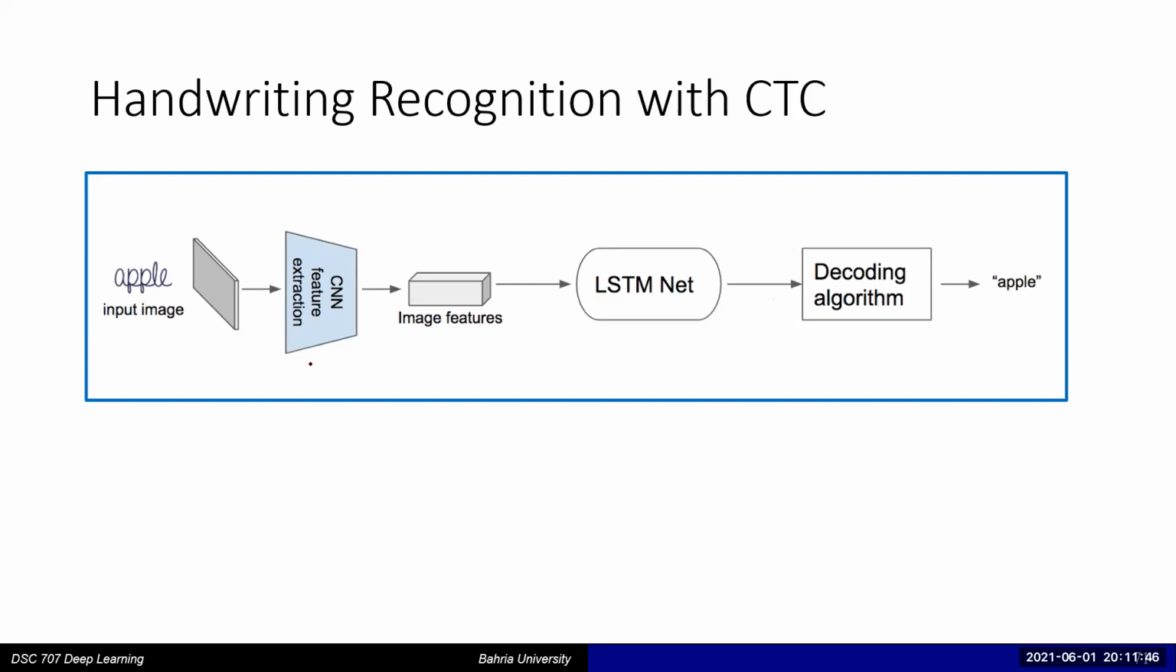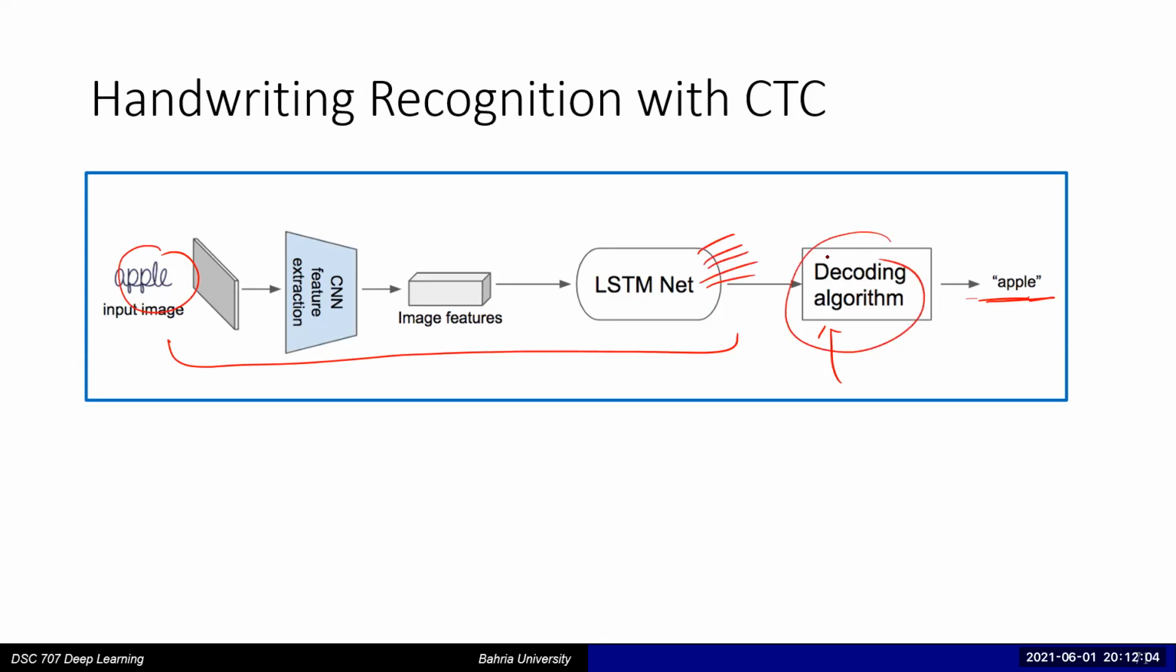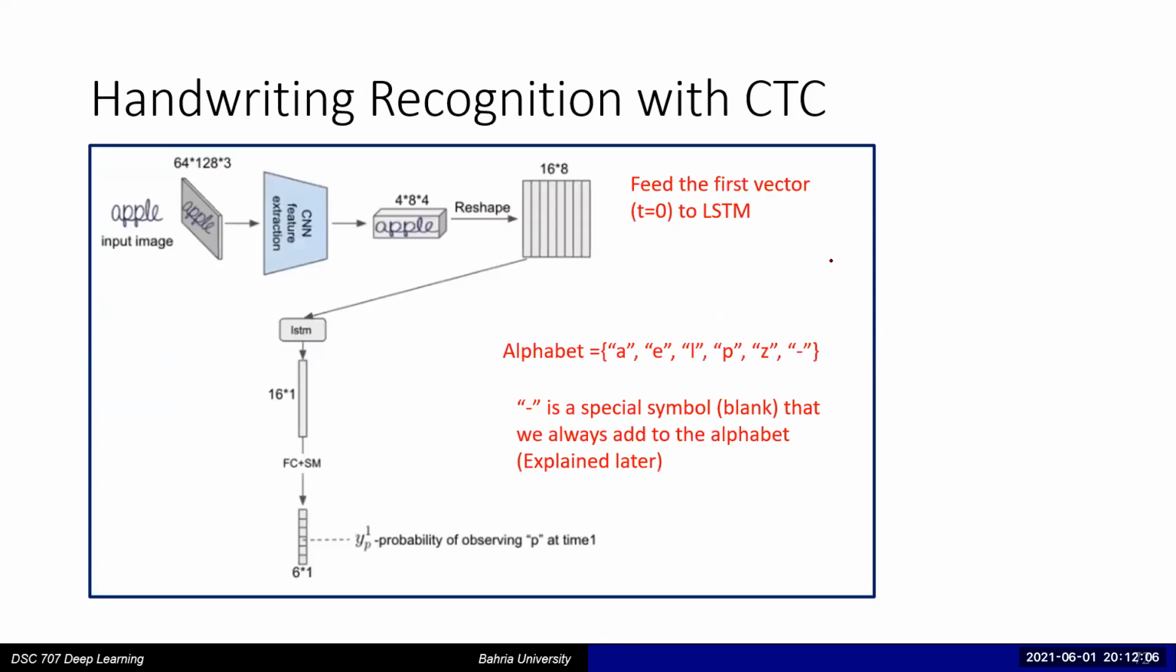where you will be using this part, which you already know, and then you have one additional decoding part, which will convert the raw output of this LSTM into this transcription, apple. This was the input and this is the output. So maybe here you have some raw output, which I will tell you in the next slide, and this CTC decoding will convert that raw output into the transcription.